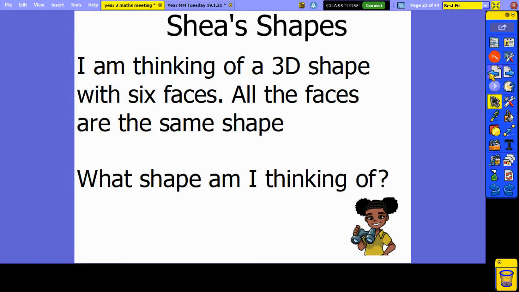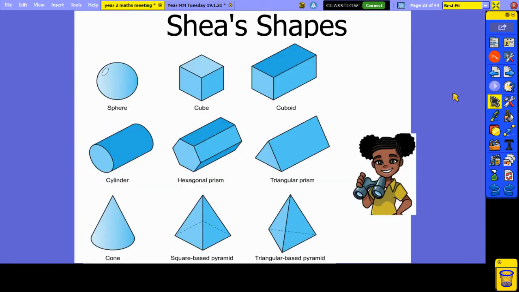Shia is thinking of a shape. She says, I'm thinking of a 3D shape with 6 faces. All the faces are the same shape. What shape is she thinking of? Pause the video while you have a think and use this picture to help you.